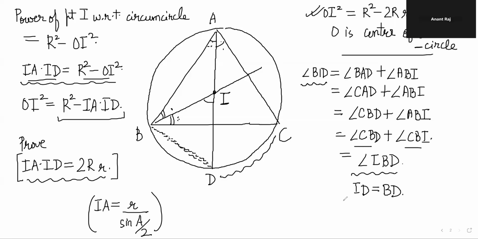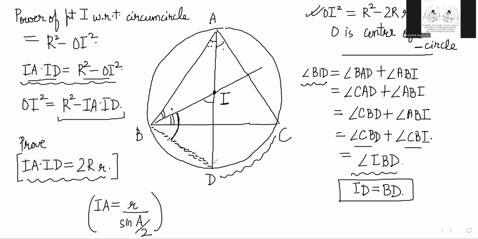R upon sine. No, it is not R upon sine B by 2. Which angles are equal? Angle DBI and angle BID. We have BID and this angle. So ID is equal to BD.